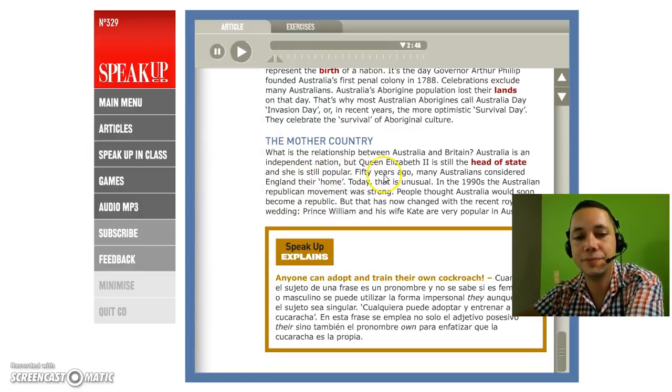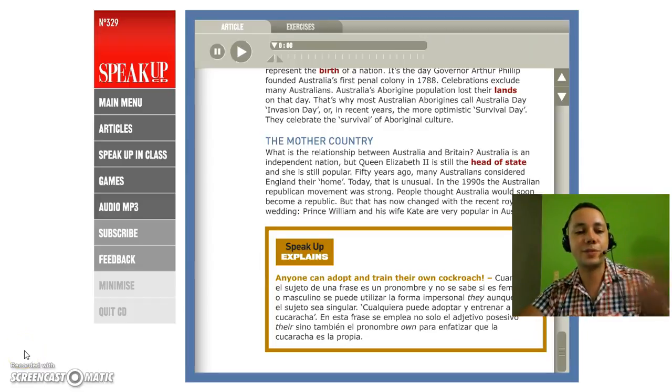Fifty years ago, many Australians considered England their home. Today, that is unusual. In the 1990s, the Australian Republican movement was strong. People thought Australia would soon become a republic. But that has now changed with the recent royal wedding. Prince William and his wife Kate are very popular in Australia.